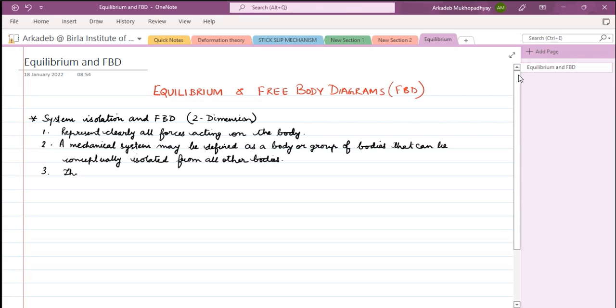The bodies may be rigid or non-rigid, but mostly we are going to deal with rigid bodies. Okay.